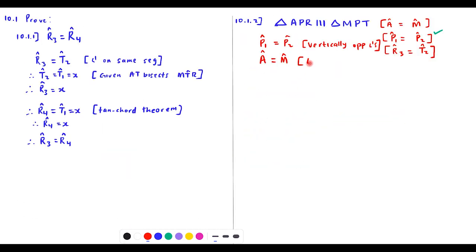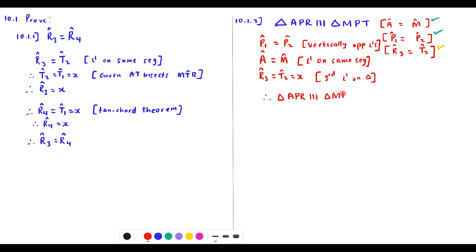Angles on same segment. Now because I have proven two angles, this means that the third one automatically adds in, right? So therefore R3 is equal to T2, but I do know what T2 is, right? It's X, right? So I can say this is the third angle on the triangle. And then because of that, I can conclude that triangle APR is similar to triangle MPT, right?